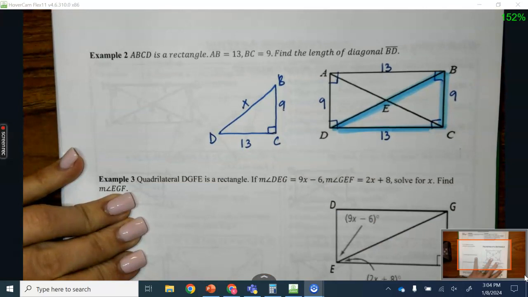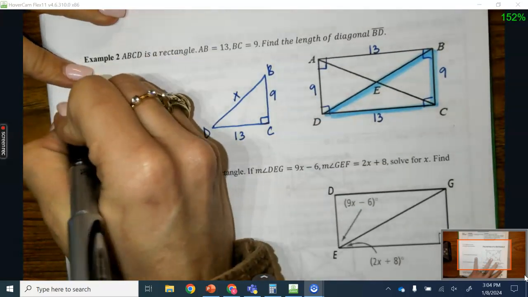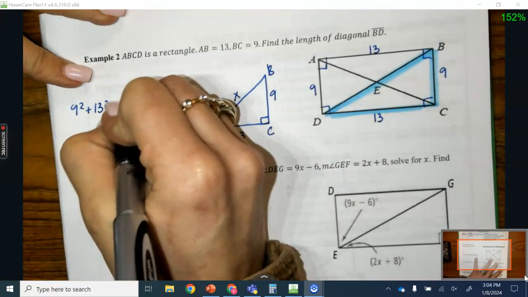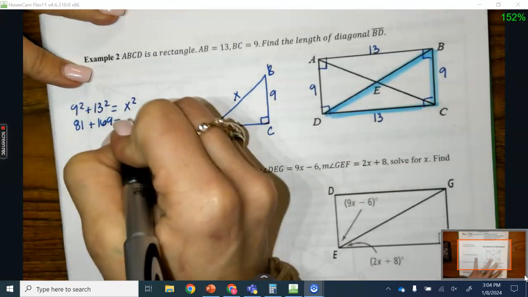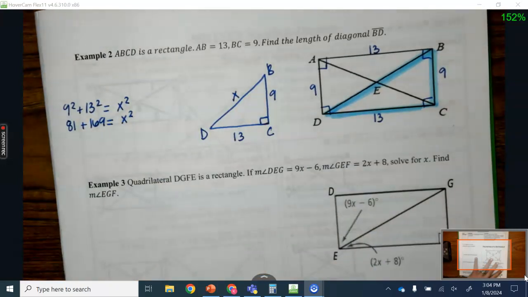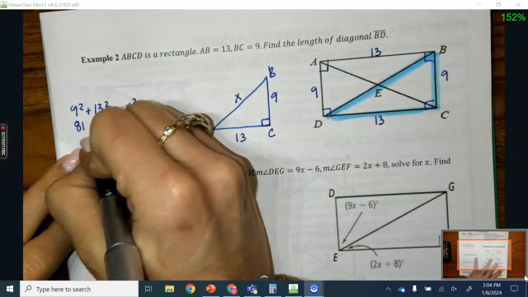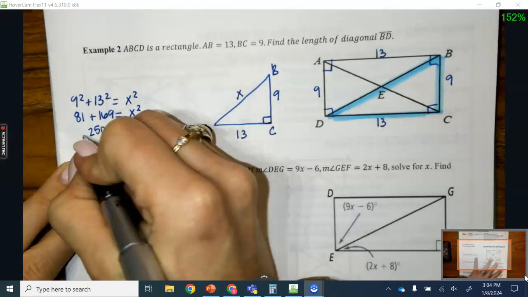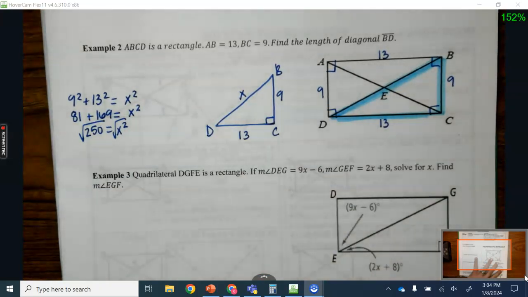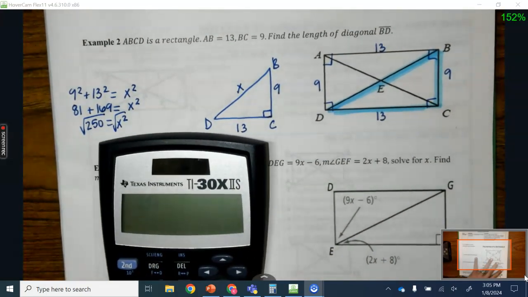Well, for right triangles, if I'm missing a side, I can just use the Pythagorean theorem. Okay, so I'm going to take 9 squared plus 13 squared is equal to x squared. 81 plus 169 is equal to x squared. All right, when I add together 81 and 169, I get 250 is equal to x squared. Okay, and if I just want x, right, I have to take the square root of 250. All right, so remember we are not simplifying radicals just yet, so I can leave it as a decimal.